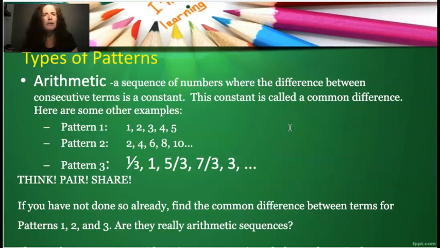How about pattern 3? So on pattern 3, we go from 1/3 to 1, then we go to 5/3, then we go to 7/3. So if we were going to subtract 1 minus 1/3, we would get a difference of 2/3. Let's see what we would get if we do 5/3 minus 1. Well, 1 is the same as 3/3, so 5/3 minus 3/3 is 2/3. So pattern 3 is also arithmetic, but now the common difference is a fraction, 2/3.